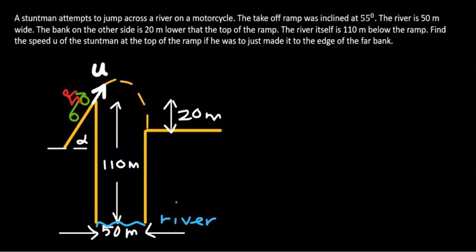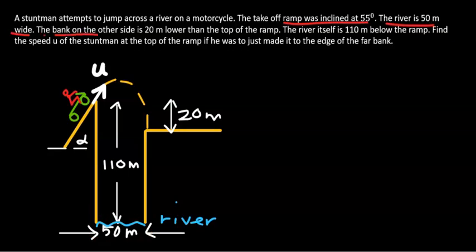Let's look at the following problem in projectile motion. A stuntman attempts to jump across a river on a motorcycle. The takeoff ramp was inclined at 55 degrees, so alpha is 55 degrees. The river is 50 meters wide, so that is the river.